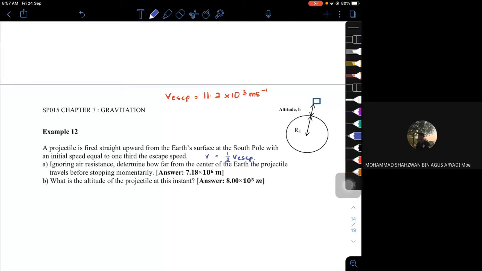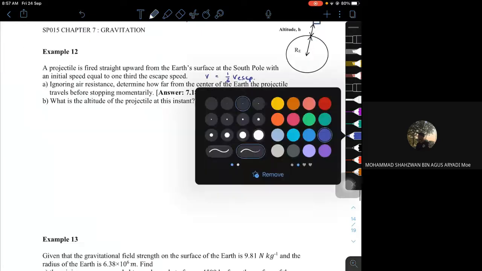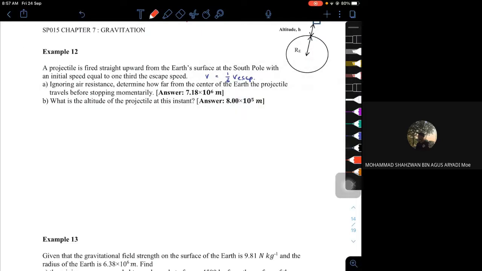Okay. Right, so sekarang ni obviously ni melibatkan konsep chapter 5. Harap sangat kamu faham. So katakanlah kita ada projectile tu dekat surface of the Earth sebab dia baru nak keluar kan.